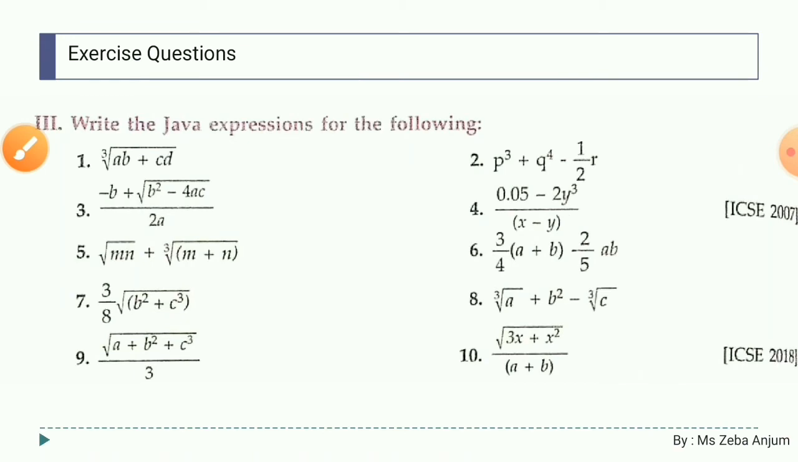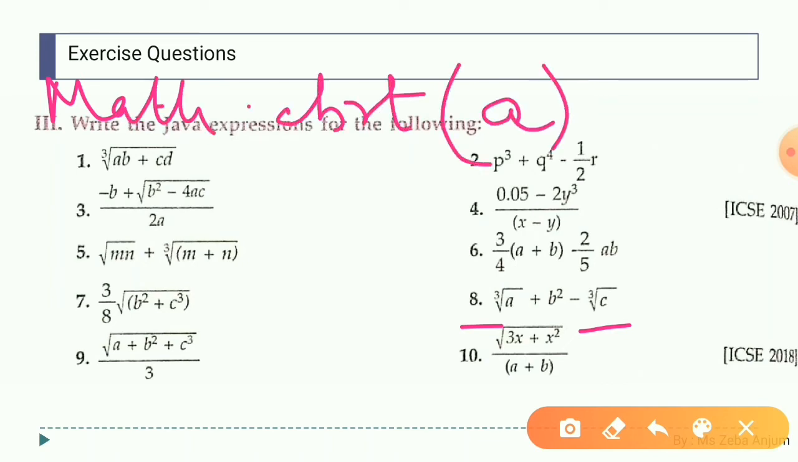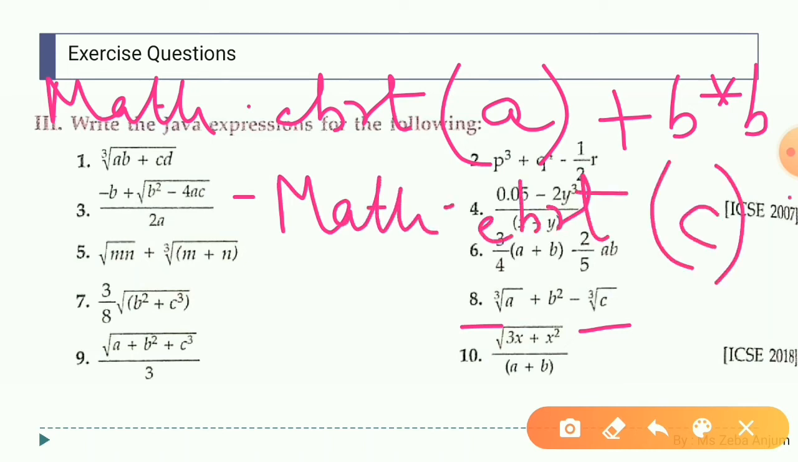See the eighth part, this is a cube root, this is also a cube root. So write Math.cbrt, in brackets a, then plus b into b, then minus Math.cbrt and in brackets c. Again, as I have been telling you in the previous one, you can write Math.pow for these two things.